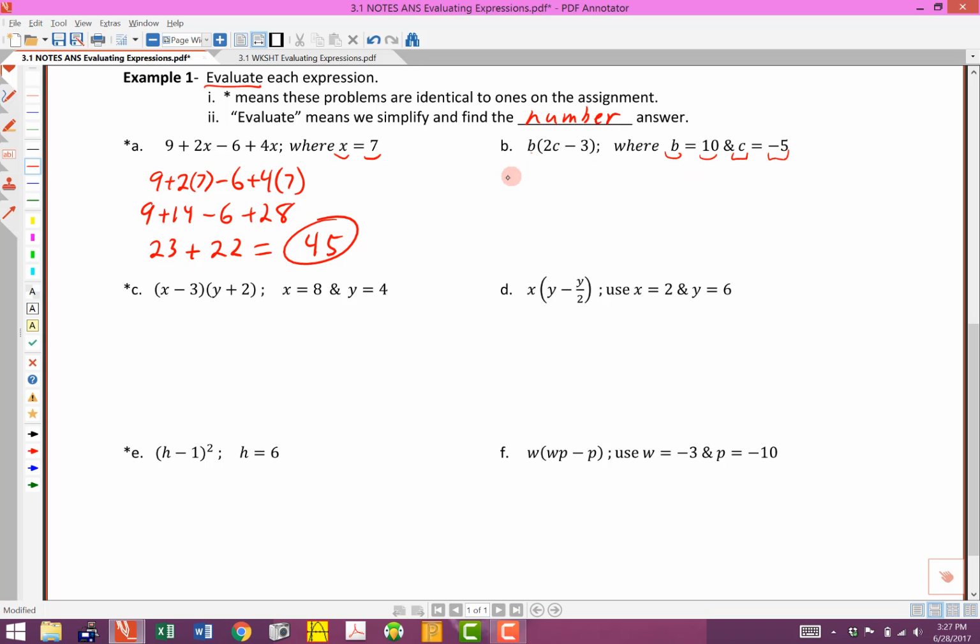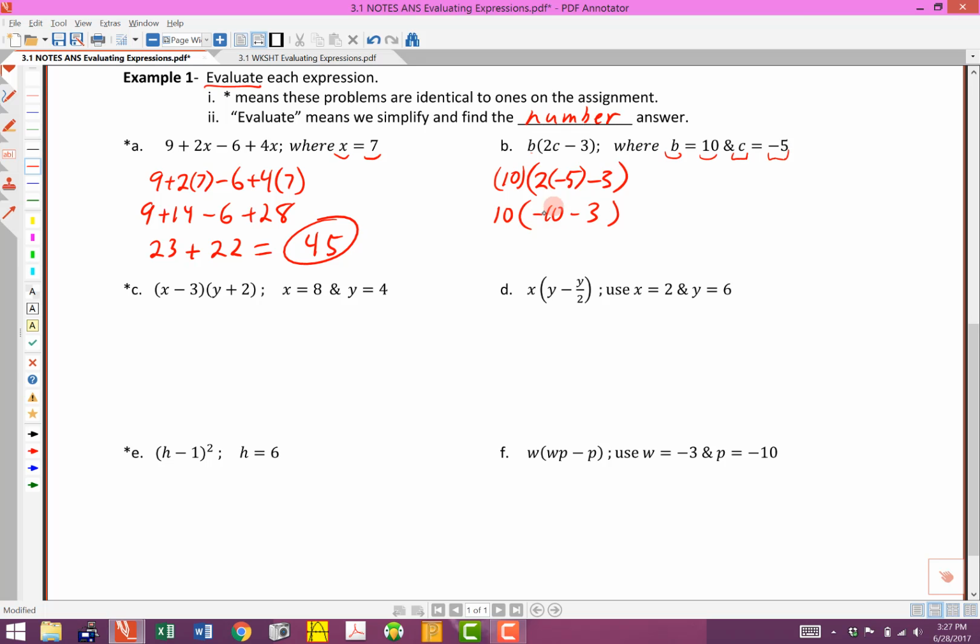So for b, we're going to put a 10 right here, and I'm going to put that in parentheses. Then we have the 2, and c is negative 5, so I'm going to put that in parentheses, and then I'm going to subtract 3. You notice we can't really simplify anything here with the 10, so I'm just going to write down a 10 without the parentheses. And then I have 2 times negative 5 minus 3. So let's carry out the multiplication before we do the subtraction. So 2 times negative 5 would be negative 10, and then minus that 3.